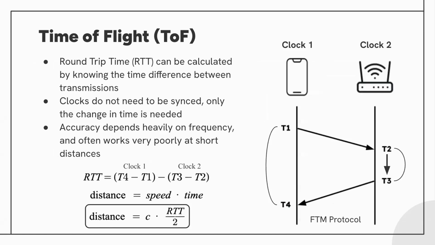And then another method we can use is time of flight. This uses the basic formula distance equals speed times time. We can find the time by knowing the difference between the time of transmitting a packet and receiving it. And notably, this method does not require the clocks of two devices to be synced, because that is a very advanced process. And while this method works very well, it is limited in the frequency of the device, as it heavily determines the accuracy, and it also performs far worse at close distances.